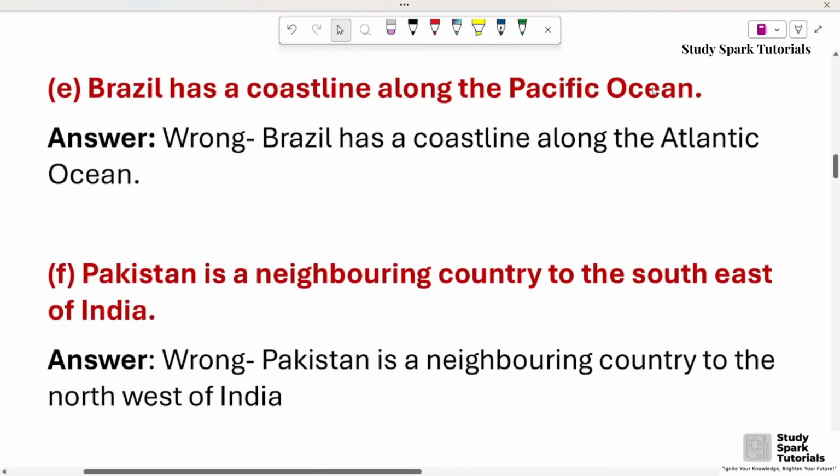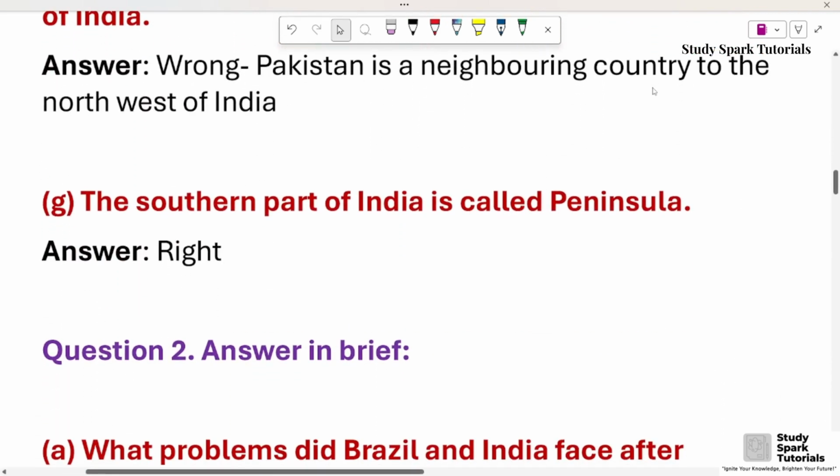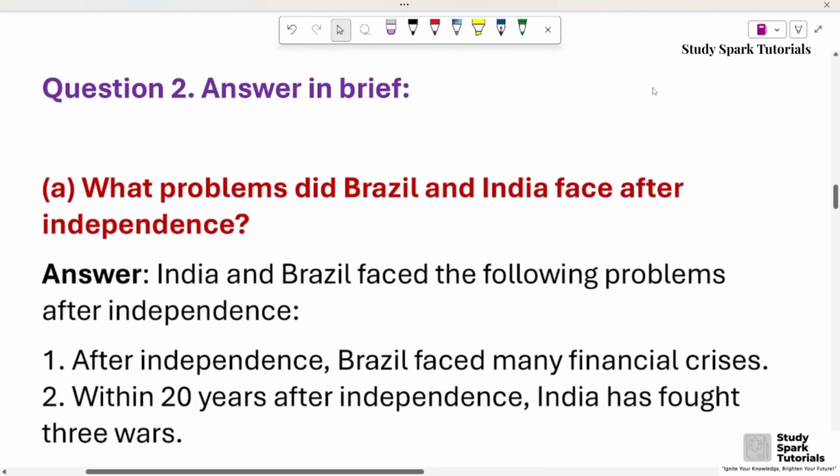E, Brazil has coastline along the Pacific Ocean. Answer wrong. Brazil has the coastline along the Atlantic Ocean. F, Pakistan is a neighboring country to the southeast of India. Answer wrong. Pakistan is a neighboring country to the northwest of the India. G, the southern part of India is called peninsula. Answer right. Question number 2, answer in brief.